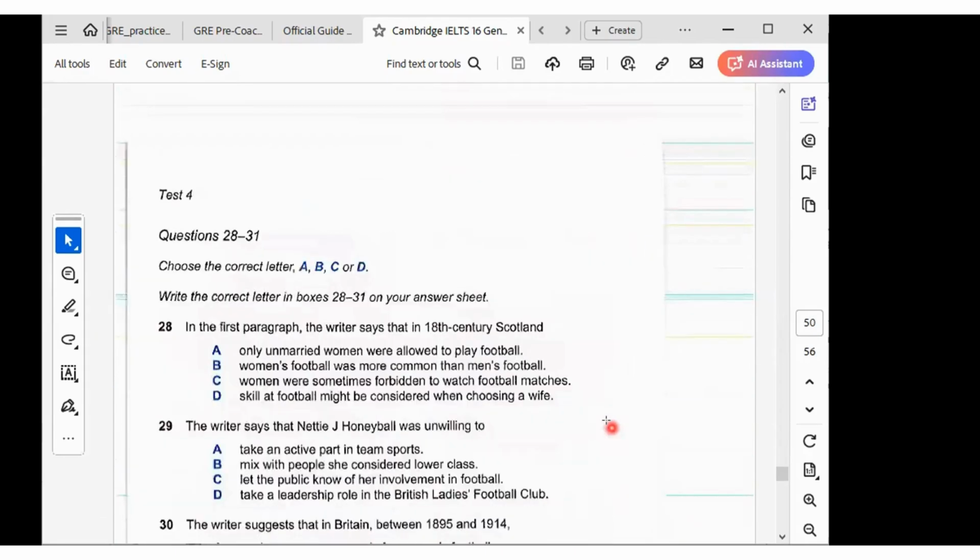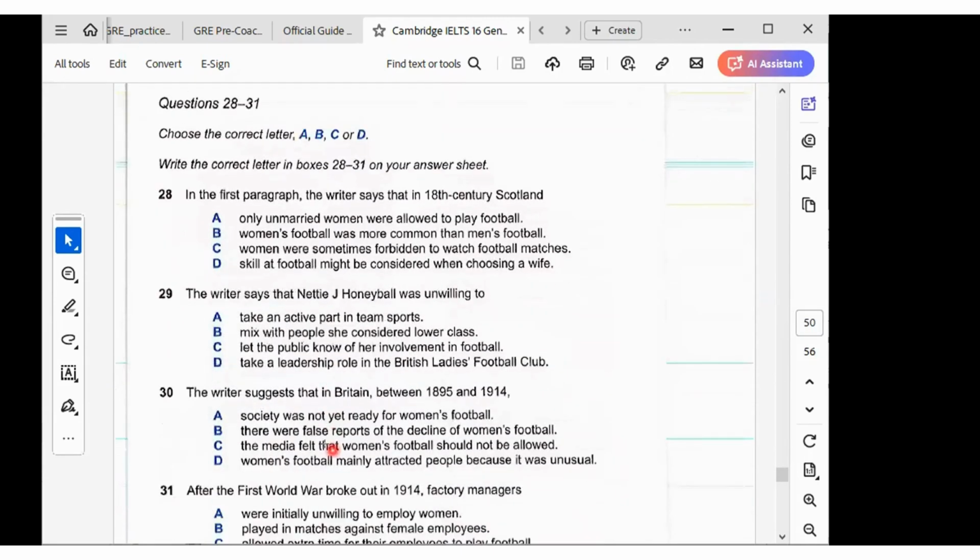Okay, let me go back to the question. The writer suggests that in Britain between 1895 and 1914, society was not yet ready for women's football.